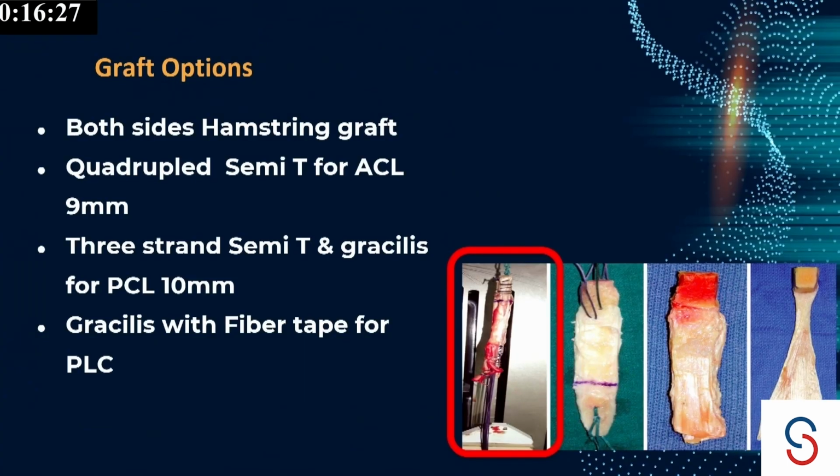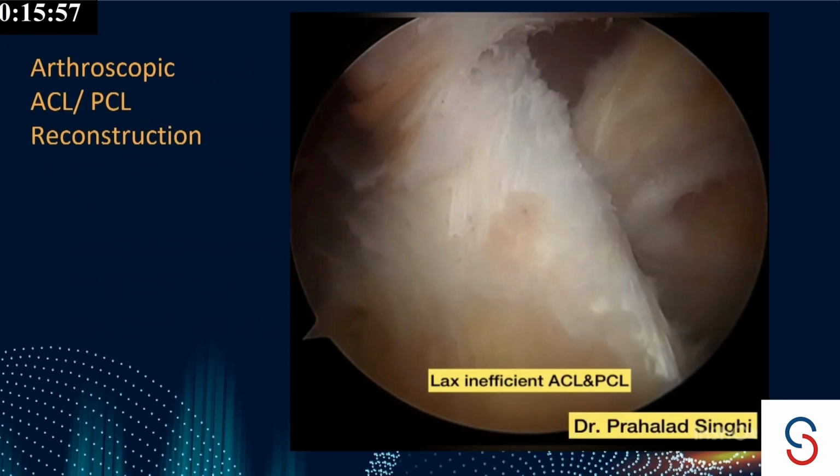Then I chose to use both the hamstrings, and used a quadruple semi-T for the ACL, which was 9 mm, and a 3-strand semi-T and gracilis for the PCL, which was about 10 mm, and gracilis with fiber tape for the PLC. At that time, I was not very confident of the peroneus, and also this patient had some kind of dysvascular limb, so I was hesitant to take a peroneus graft.